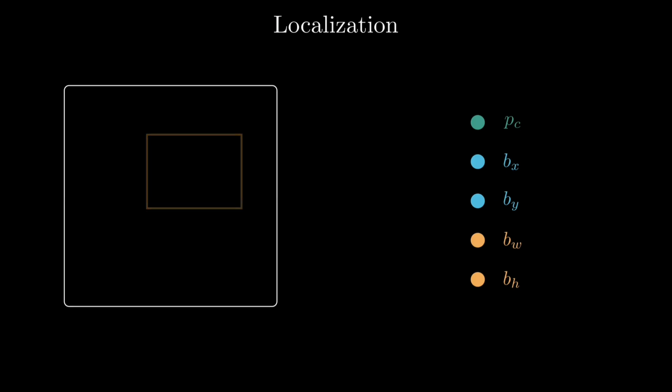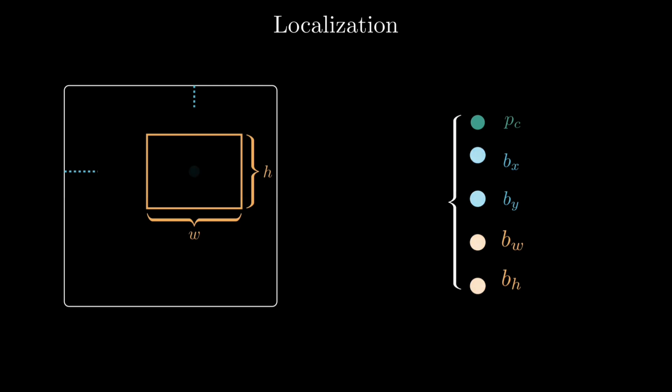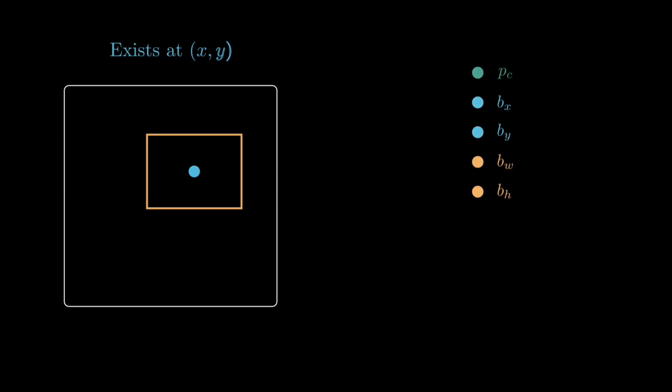To describe a box, the model must specify two things. First, where the box begins, a reference point inside the image, given by two coordinates. Second, how large the box is, its width and its height. Once these four numbers are known, the box is fully determined. At this point, the model can say, something exists, and it lives exactly here.